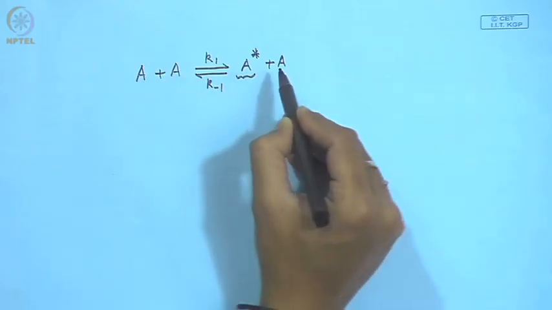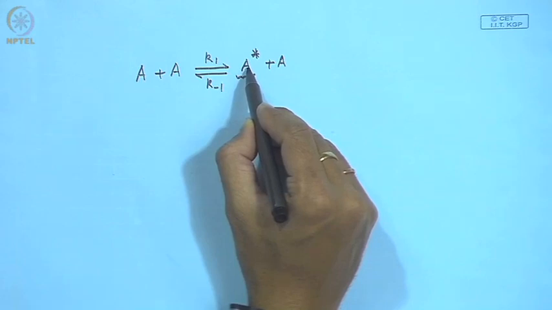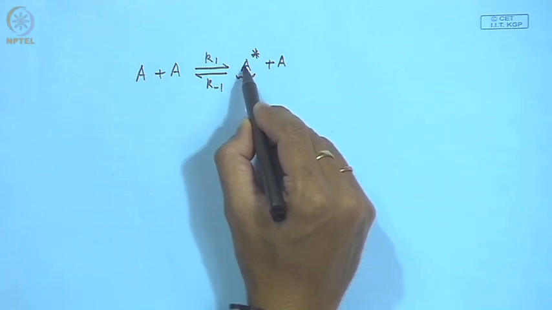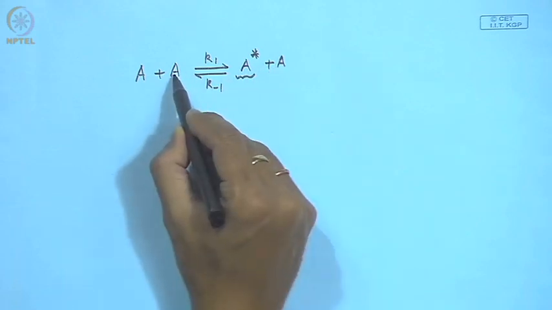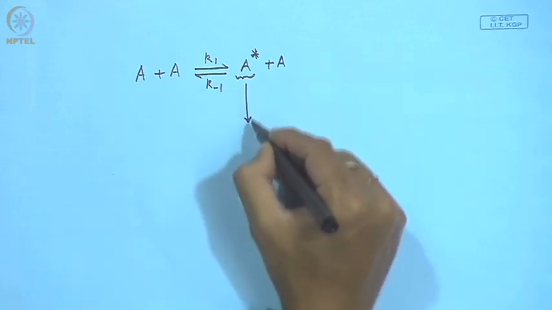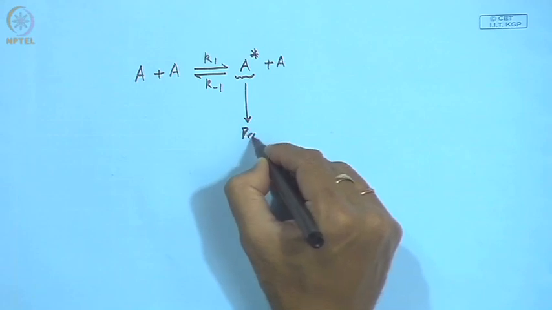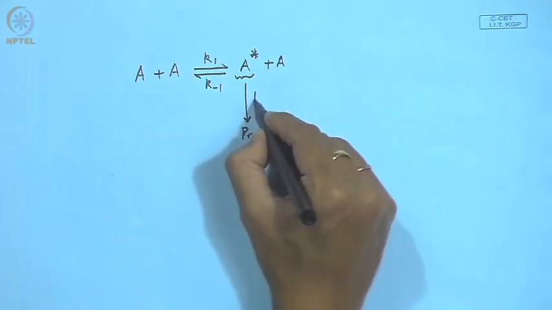In that particular collision, the collision I am talking about, that is the collision between two molecules, this will lead to generation of an energetically excited molecule, it may be vibrationally excited or something else, of course with one molecule of the same kind as the starting one. Then this A star will undergo a reaction to give you product, with rate constant K2.